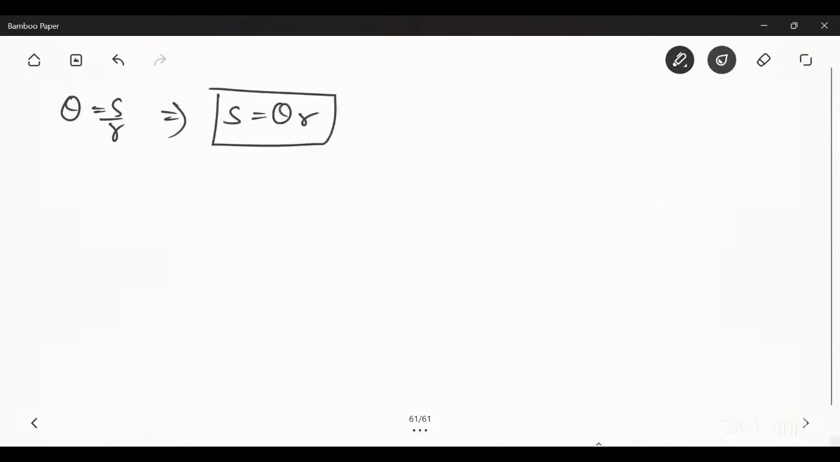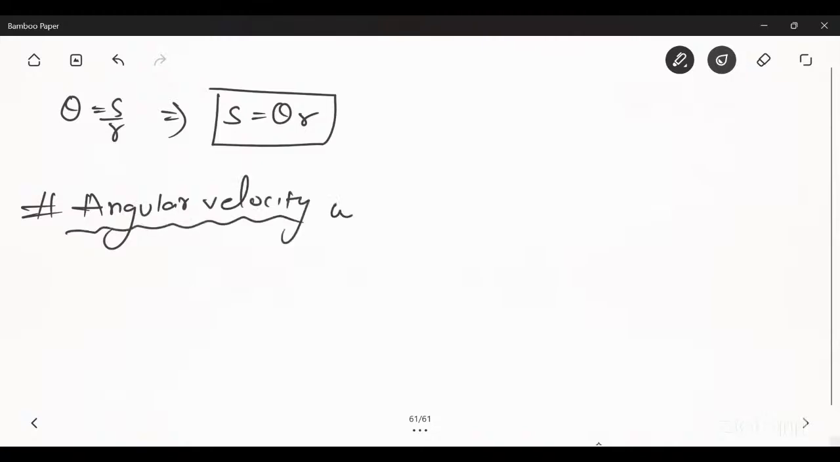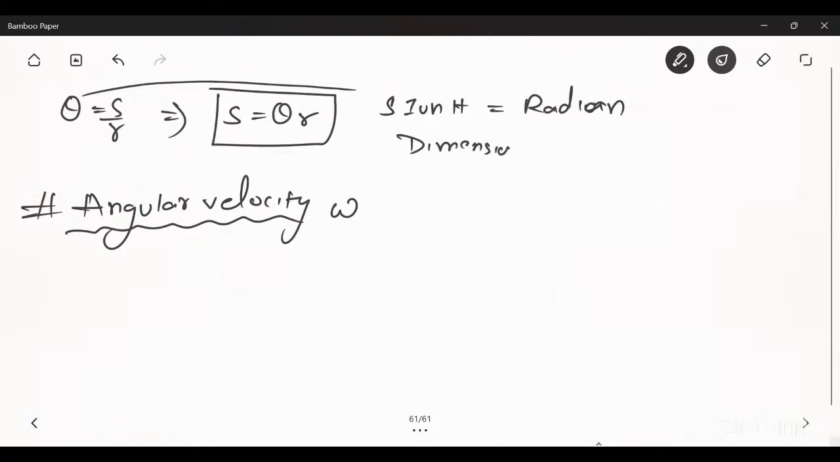Now next is angular velocity. Angular displacement is equal to linear displacement upon radius. Angular velocity is denoted by omega. The SI unit of theta is radian, and its dimension is dimensionless, M0 L0 T0.